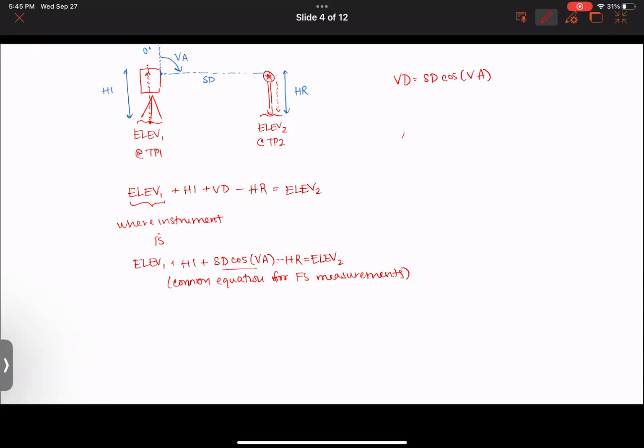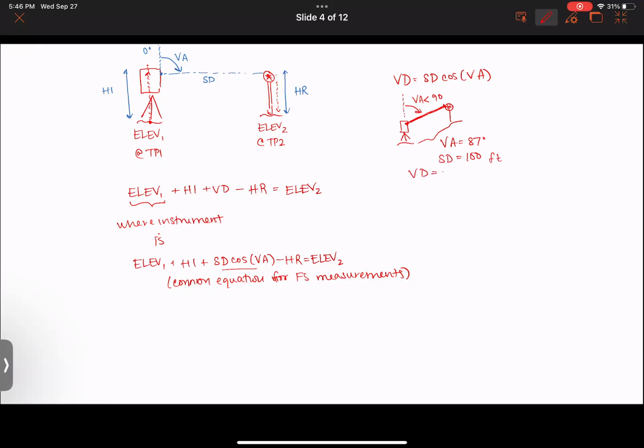So let's say you've got your instrument set up and your rod is much higher up. In that case, your vertical angle that you would measure would be much less than 90 degrees. Let's pretend that that vertical angle is 87 degrees. And let's pretend, just to make things easy, that the slope distance, which represents this red line here, is equal to 100 feet. What is my vertical distance going to be?